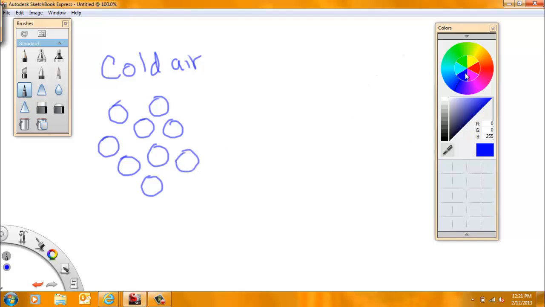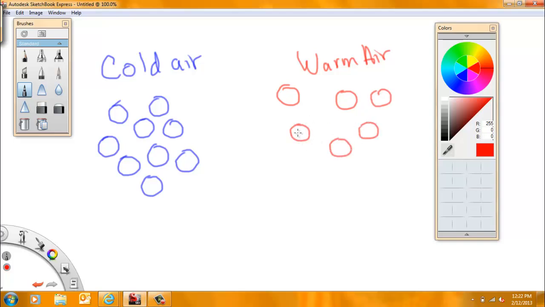Now, on the other hand, if we want to talk about warm air, warm air is kind of the opposite. Warm air is spread out quite a bit, and the particles are moving around a little bit more. And even though they're both a gas, you can see they're actually spaced out quite a bit differently.